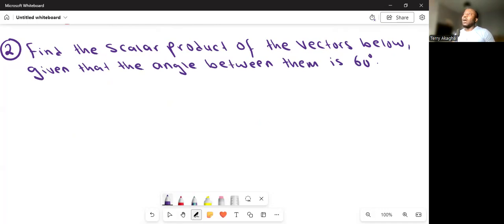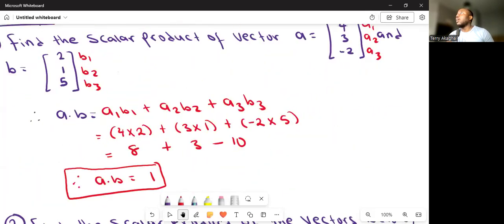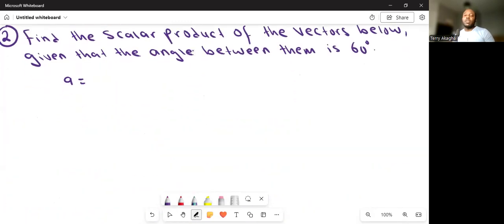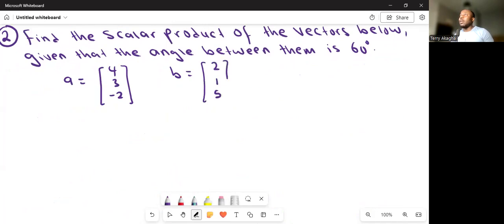let's do it this way. I'm gonna use exactly the same vectors as in the previous question. So we had A and B, just to prove the point. We have A is 4, 3, minus 2, and B is 2, 1, 5. Okay, now we've agreed that this is going to be the A1, A2, and A3, and this is the B1, B2, and B3.